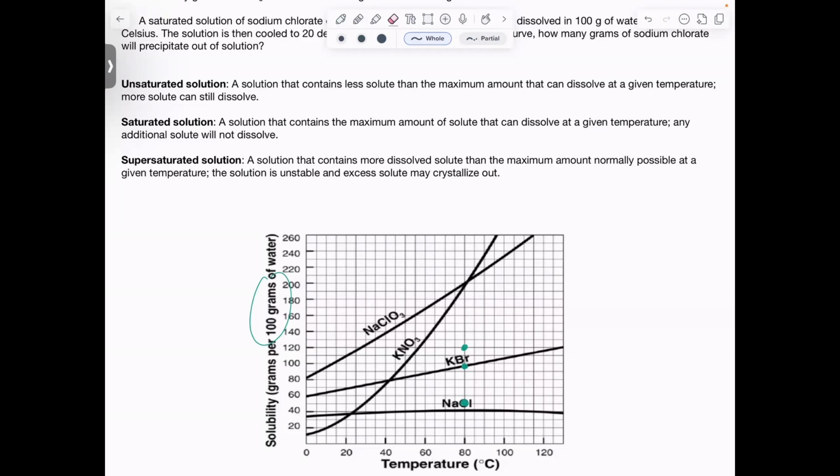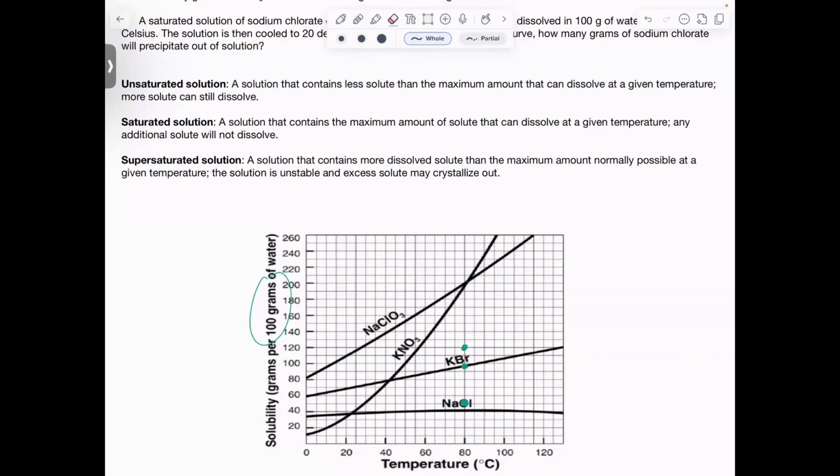Now, a lot of questions will say, hey, I have so much solute at a certain temperature and amount of water. What's the status? Are we looking at unsaturated, saturated, or supersaturated? That's a pretty common question, and you just need to be able to read the graph, simply pick out the substance, and then figure out where you're at.